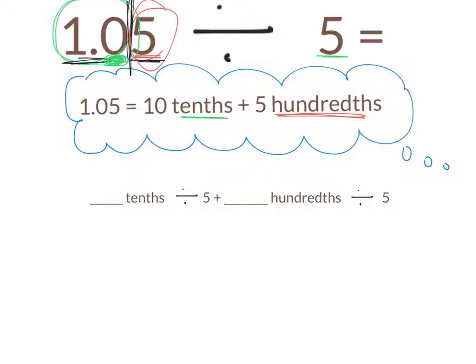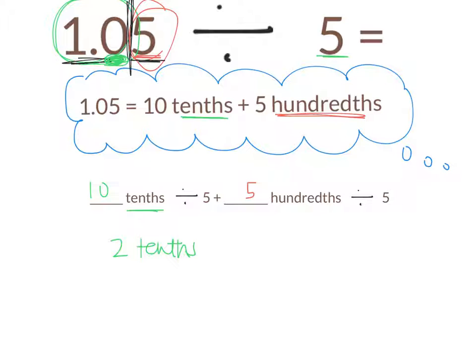Yes? Do you agree? And now I can rethink of my problem as 10 tenths divided by 5, and then as a separate part, 5 hundredths divided by 5. Do you see how that's super easy to do? If I have 10 tenths, that means I have 10 dots in the tenths column. I'm going to split them into 5 equal groups. So how many would be in each group? What's 10 tenths divided by 5, everyone? 2. Yeah, because 10 divided by 5 is 2, and my place value is the tenths. So I have 2 tenths over here.